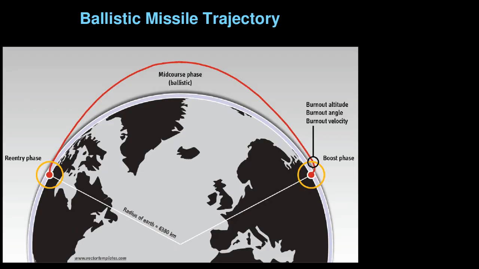Just to give you a picture of what's going on here, this is a long-range missile flight. You can see the boost phase and the reentry phase are a small part of this. Most of it is the mid-course phase. The small blue line here is 100 kilometers, the sensible atmosphere. And so you can see that for a long-range missile, it spends most of its time above the atmosphere in mid-course phase.